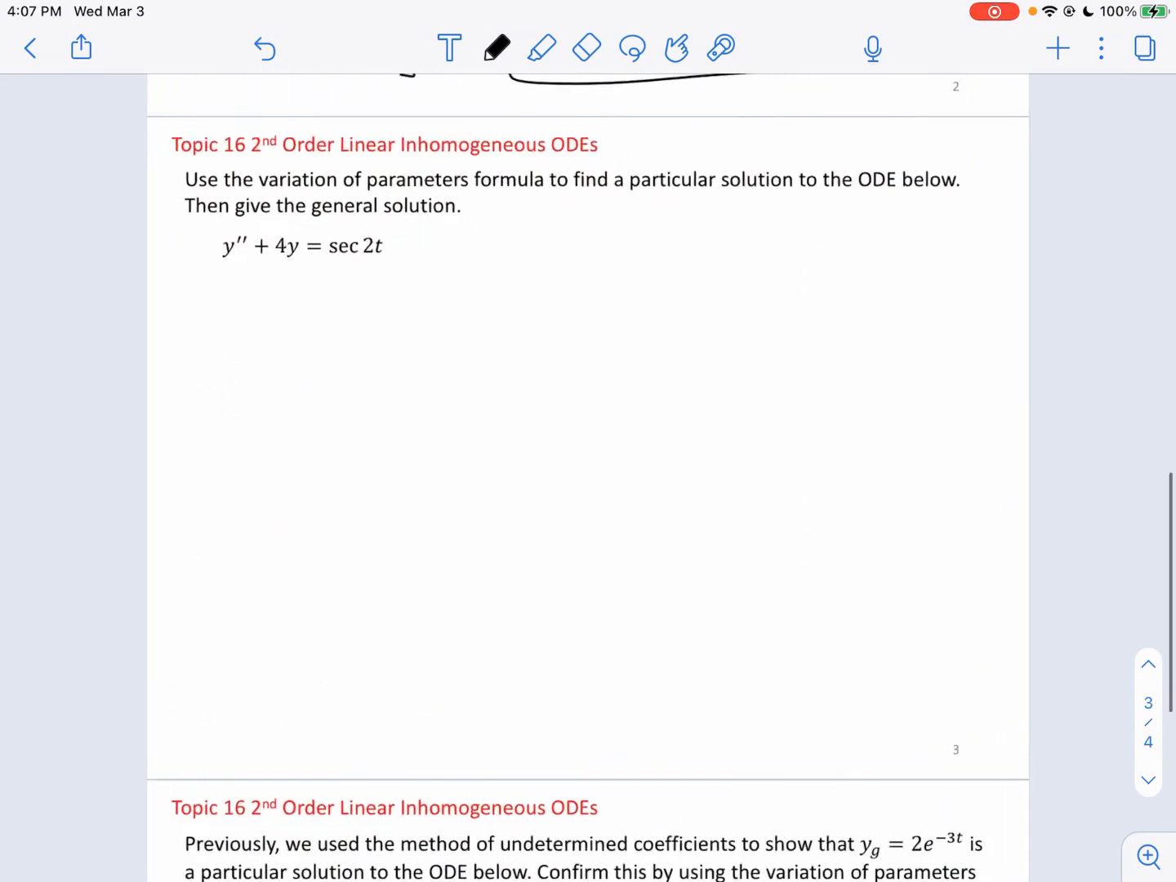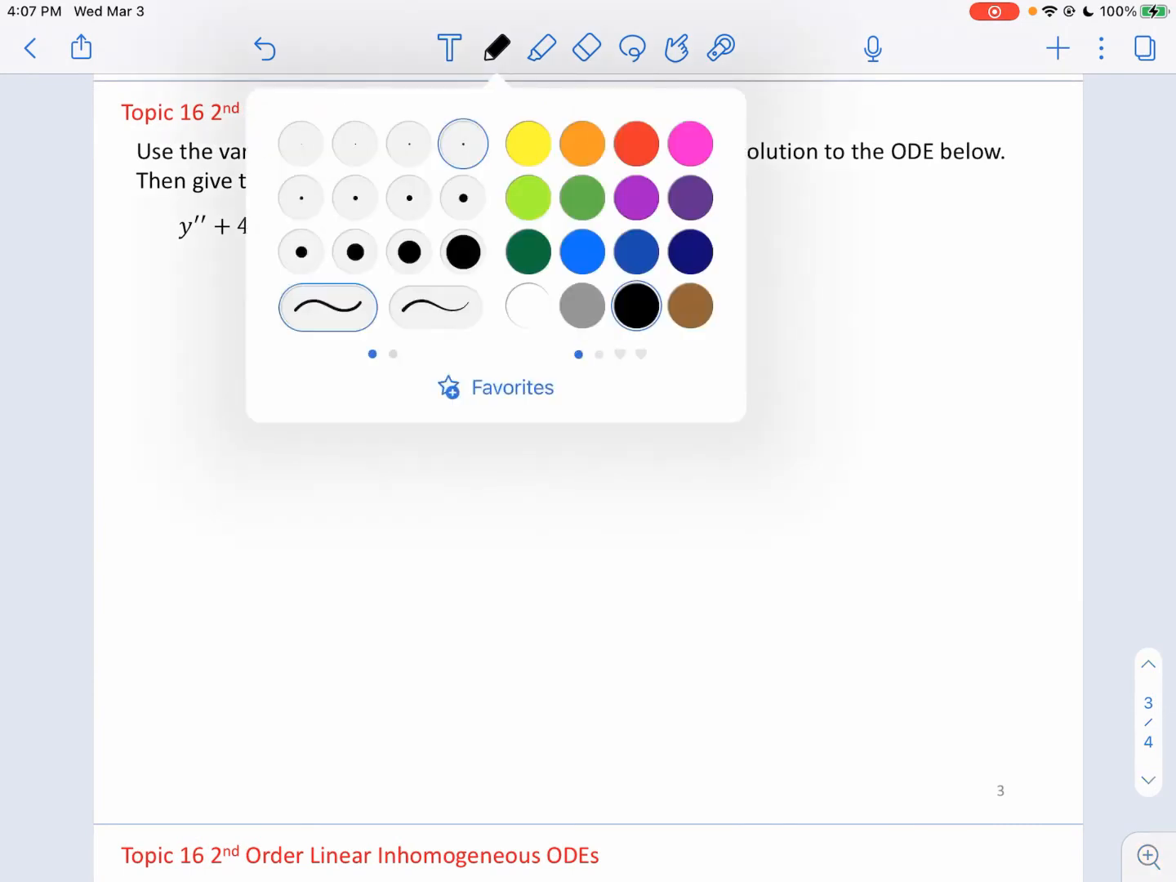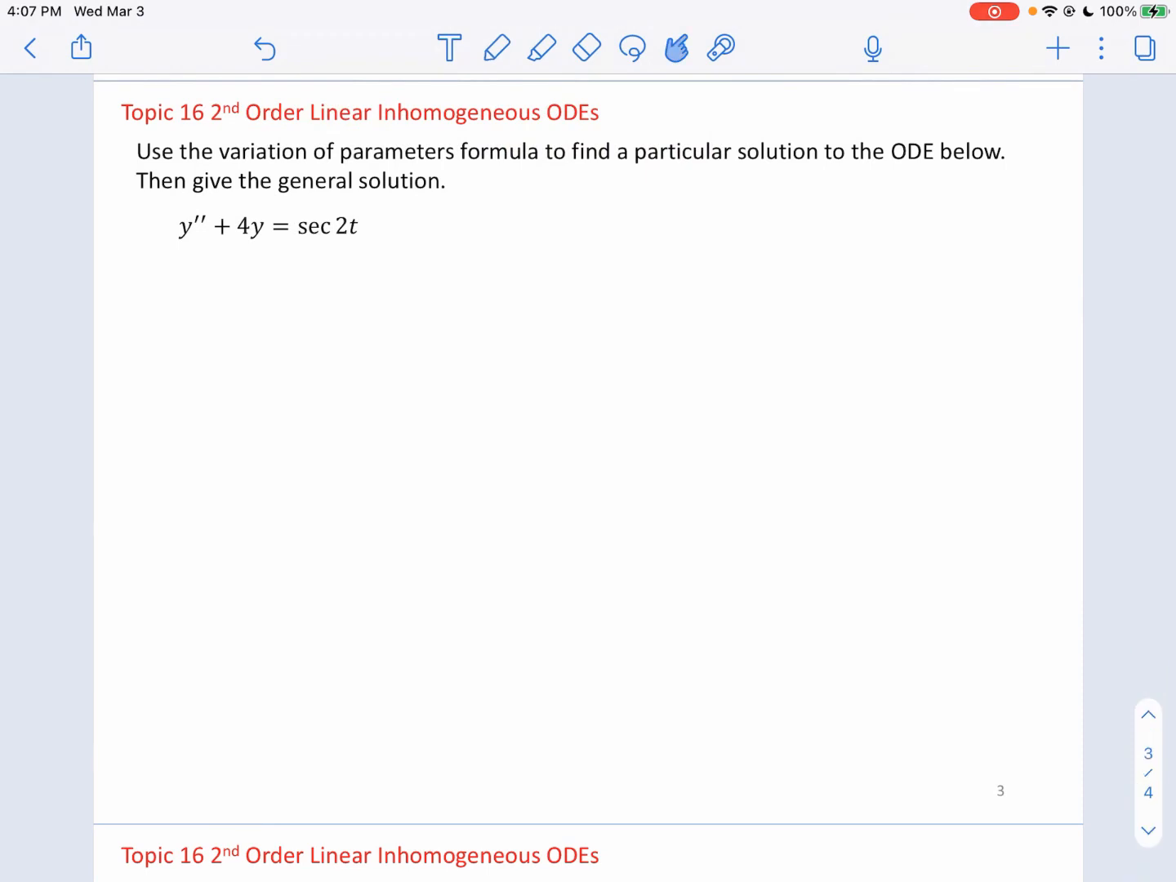All right, the next slide. Use the variation of parameters formula to find a particular solution to the ODE below, then give the general solution. Okay, so the first thing, this time the y sub 1 and y sub 2 are not given to us, but also we're back to the realm of having constant coefficients, which means the characteristic polynomial can be used to find our y1, y2.